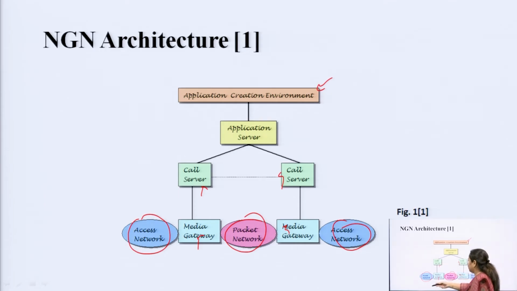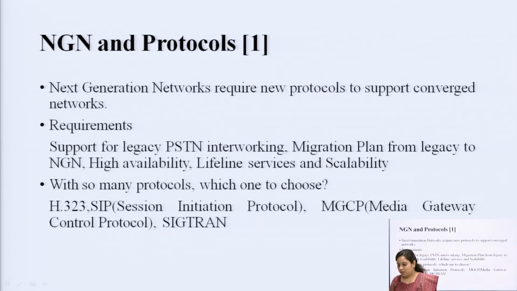In this network, there is an access network which is going to access the media gateway. Media gateway is just a connection between the packet network and the access network, and it is also a kind of connection that has been set up with the call server. So, whenever you want to set up a call, this can also be used.